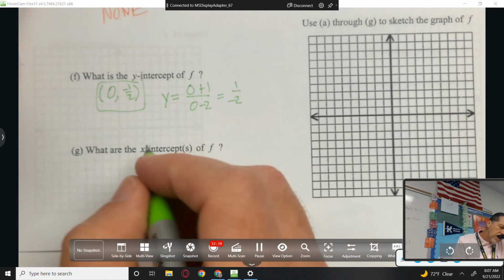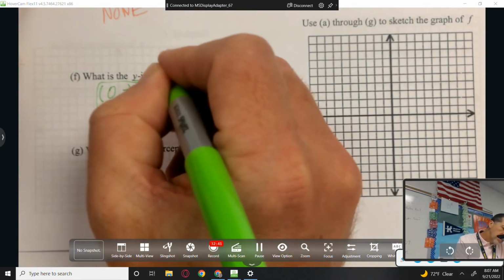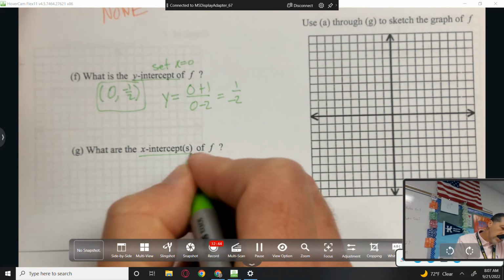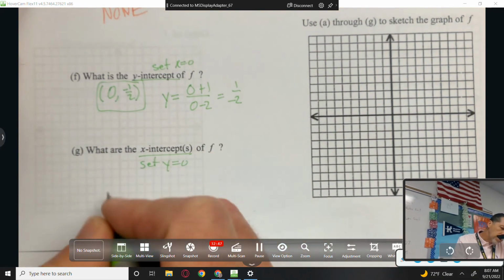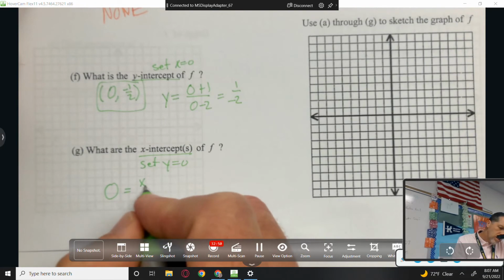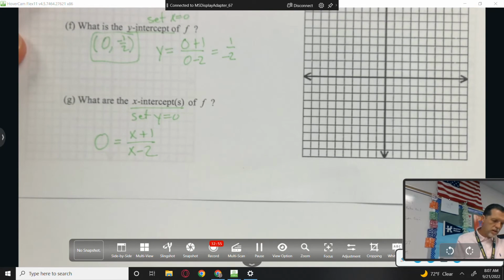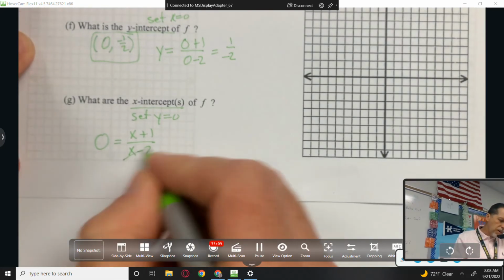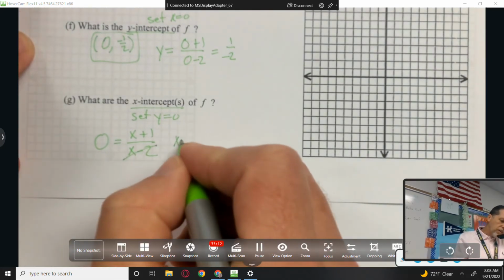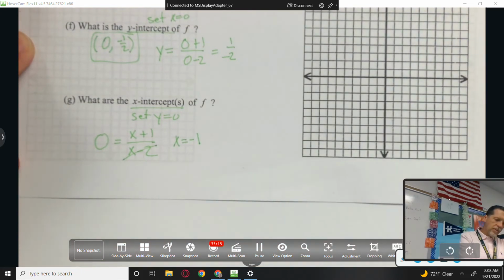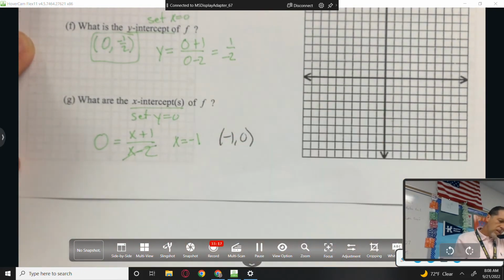For the y-intercept, set x equals 0. For the x-intercept, set y equal to 0. So x plus 1 over x minus 2 equals 0. What makes a fraction equal to 0, the top or the bottom? The top. So the bottom doesn't really even matter. So x equals negative 1 would be my x-intercept, negative 1, 0.